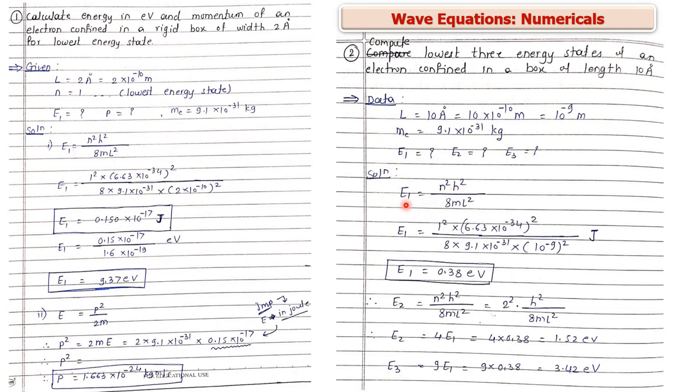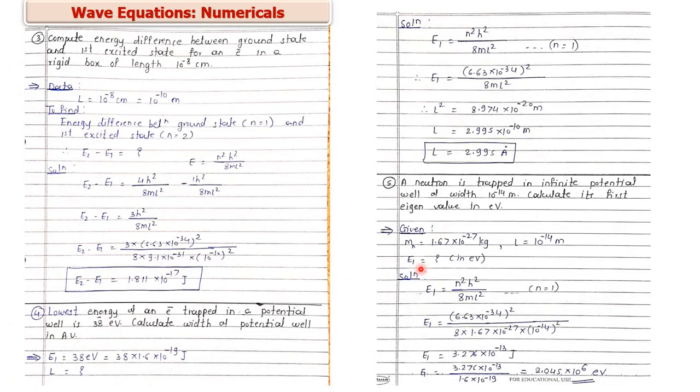So first find out E1 by putting n is equal to 1. Once you get E1, this value is in joule, and I have converted it in electron volt. It is not asked to find out in electron volt, but I have converted in electron volt because if this value is in electron volt, the rest of the two values, E2 and E3, we can find out very easily. So E1 I have converted into 0.38 electron volt. Then E2 will be what? 4 into E1. E3 will be what? 9 into E1. So this is E1, E2 and E3.